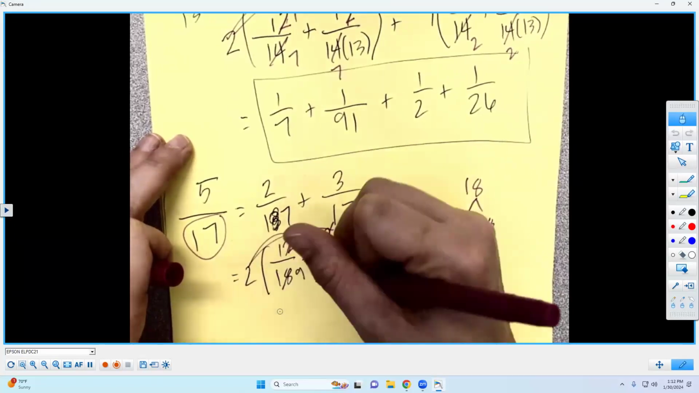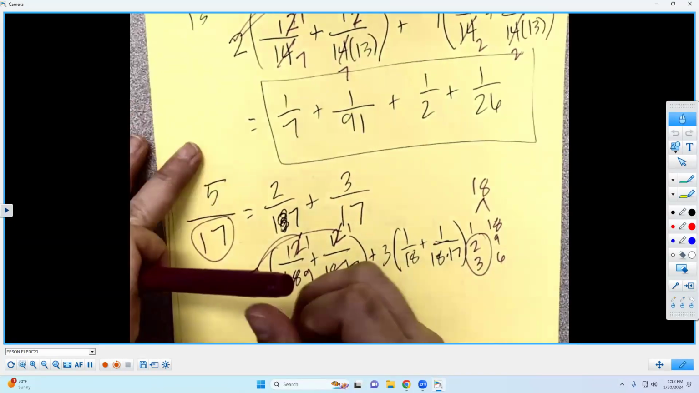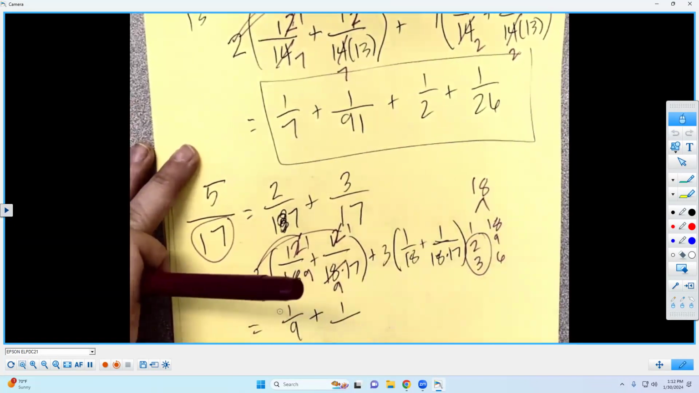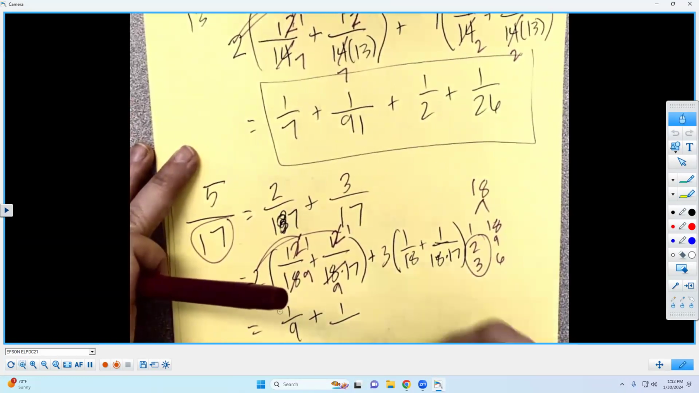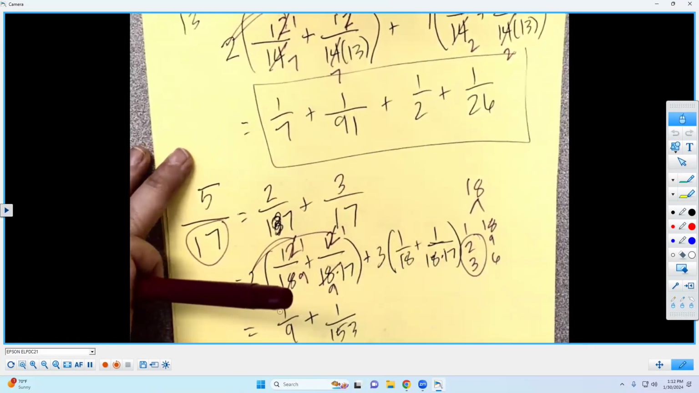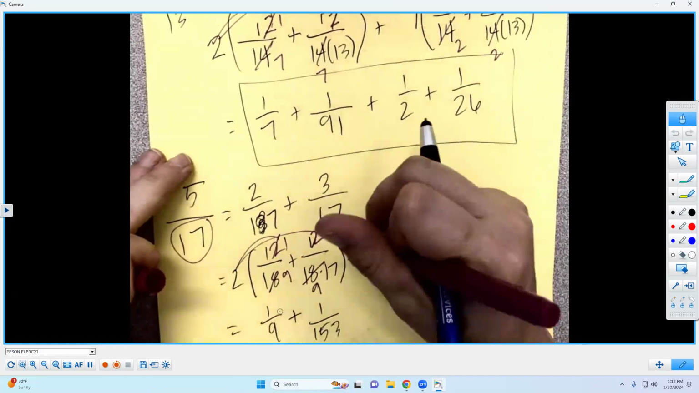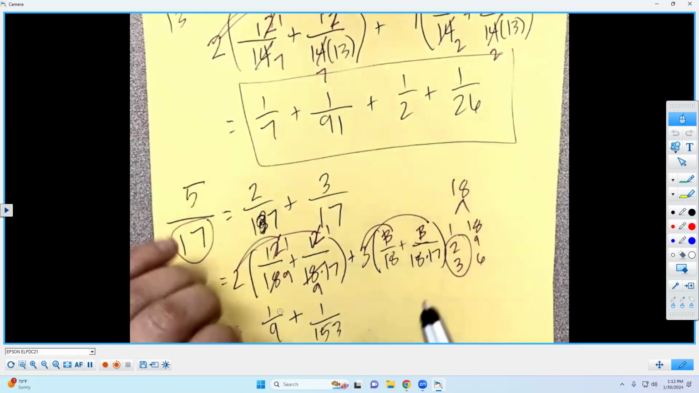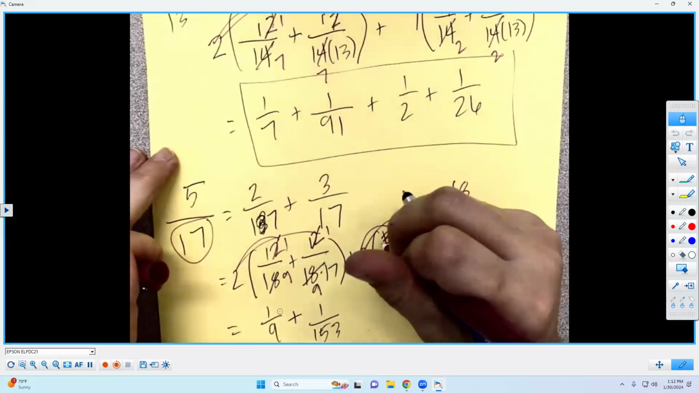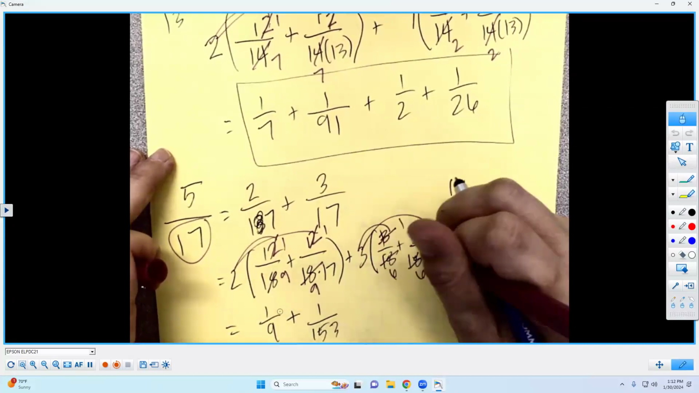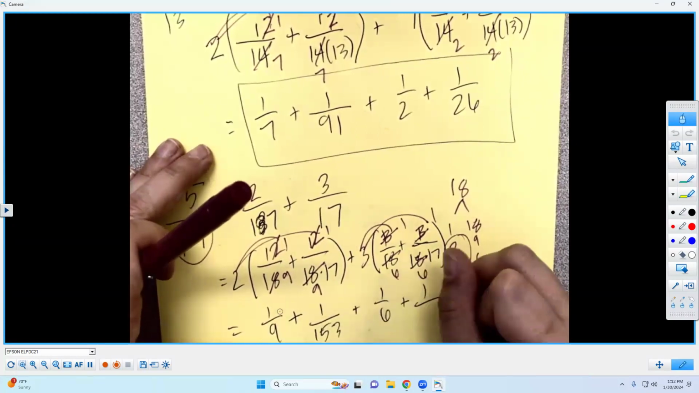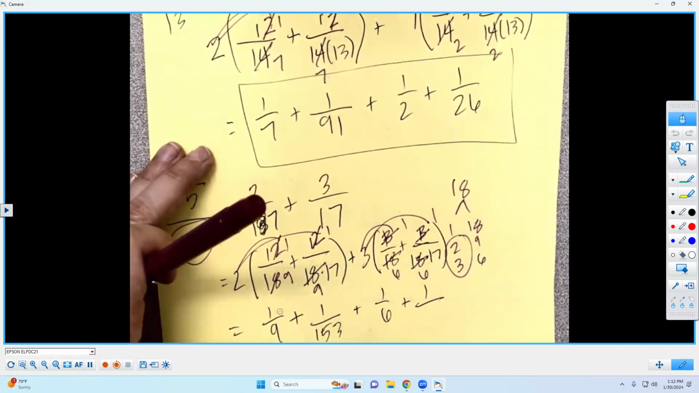And this is 1/9 times 17. So I would get 1/9 plus 1/17 times 9, 153. I want to distribute the 3 in. I would get 3 and 18 reduced to 1 and 6. So I get 1/6 plus 1/6 times 17. It's 102.